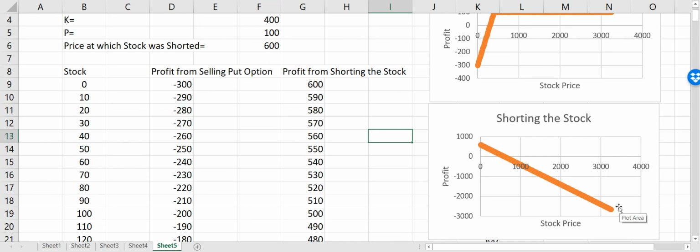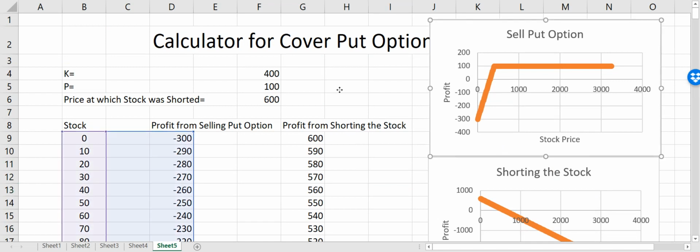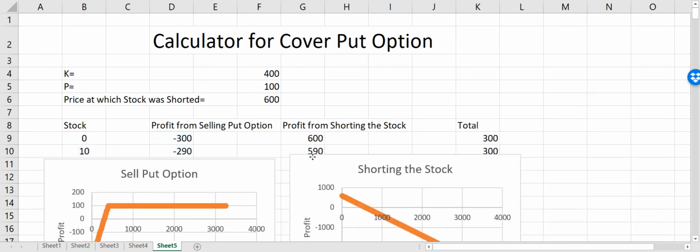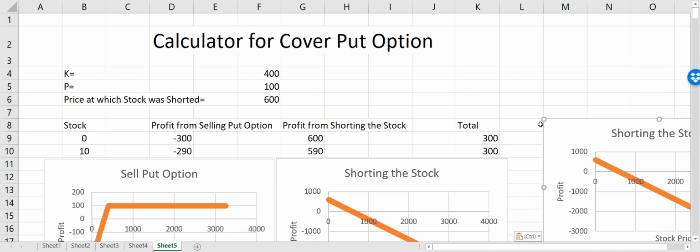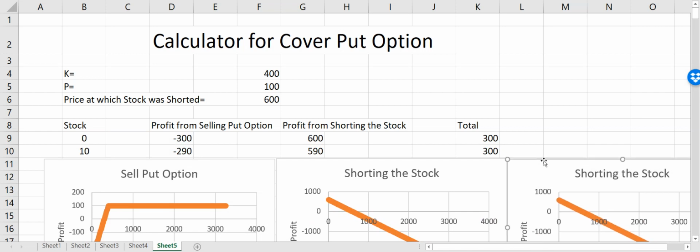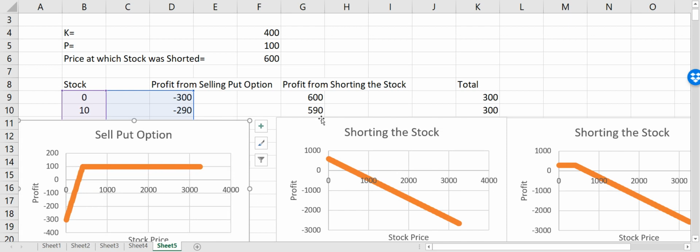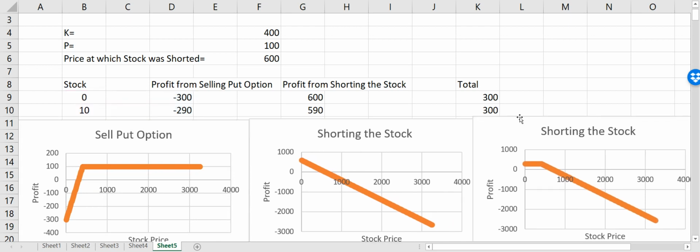and this is my profit from there. And when I need to do the total, all I have to do is put them together. I'll copy this again, put it back here, select this, and change the reference to the total. And this is how the chart will look for a covered put option.